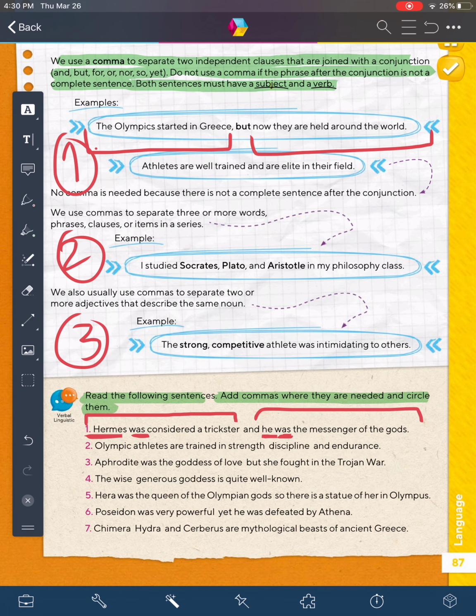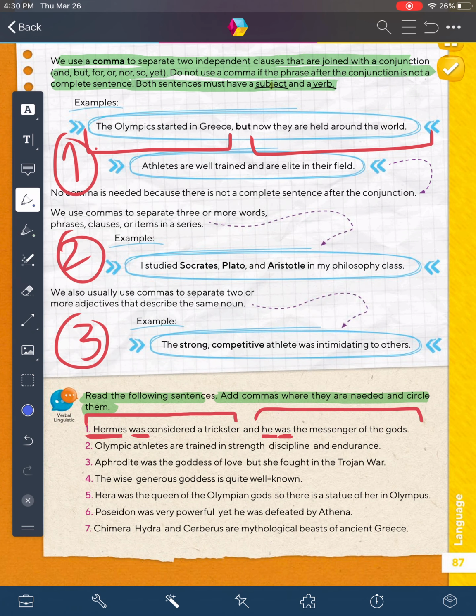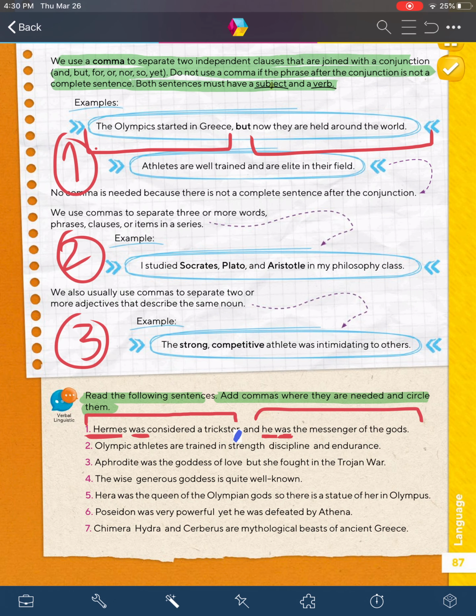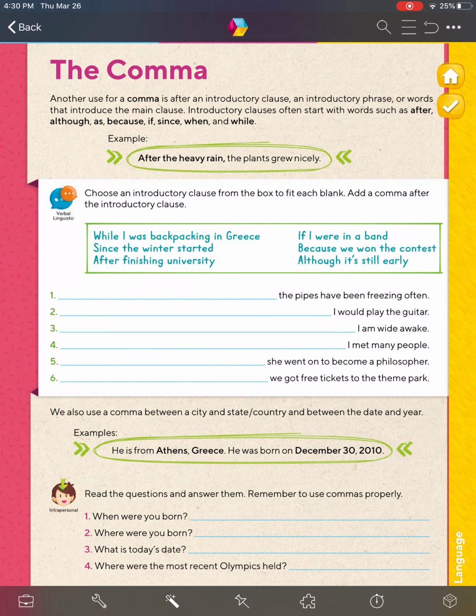So, where should I place the comma? Do you know where? If we go back to the first rule, it says before the conjunction, right? So, we should put the comma over here. Hermes was considered a trickster, comma, and he was the messenger of the gods. Ready? Be sure to circle the commas to identify them better. Now, we can go to page 88 to continue working with the comma.